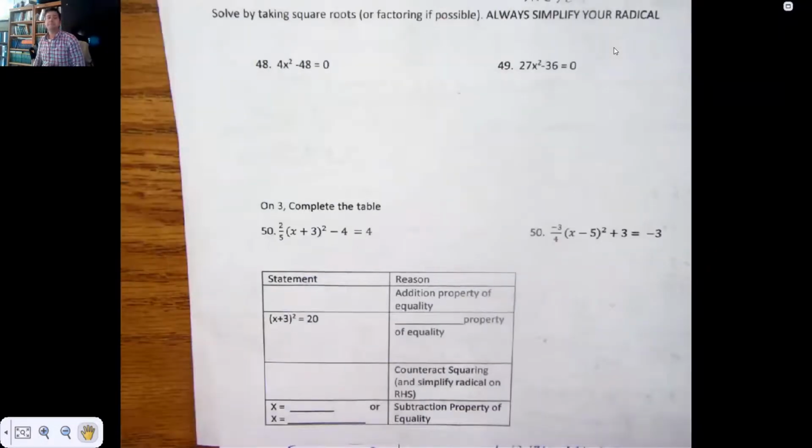And moving on. Solve by taking square roots or factoring if possible. Always simplify your radical. First one factors.